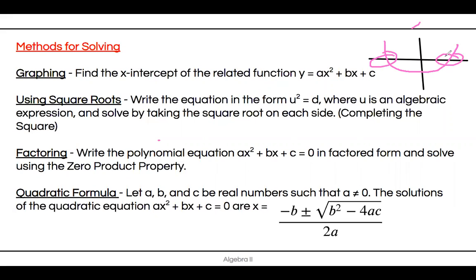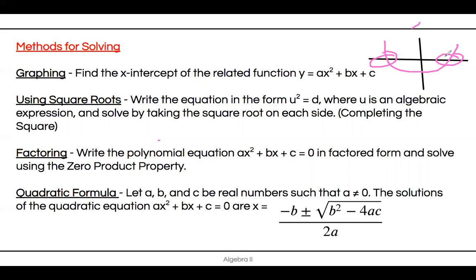The next method is using square roots. So write the equation in the form of u squared equals d, where u is an algebraic expression, solved by taking the square root of each side or by completing the square. That's kind of a lengthy process. Well, it's not lengthy. It has a lot of steps in order to learn. So we're going to talk about that next class period.